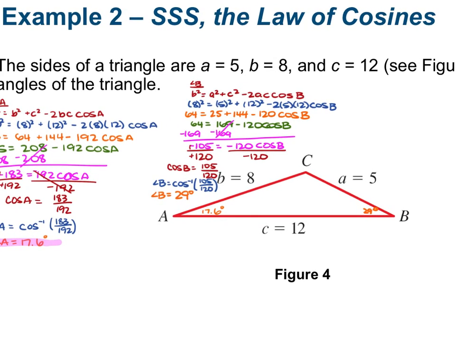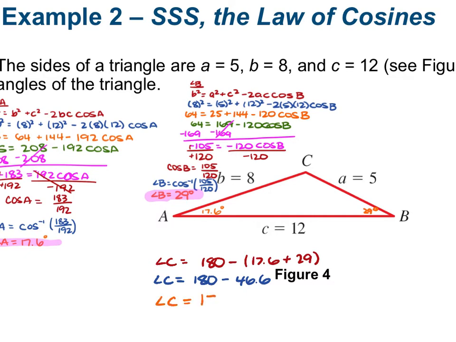From here, we still need to find angle C. Now, we found angle A and we found angle B. The easiest thing to do to find angle C is that a triangle equals 180 minus the sum of the two angles you have already, which is 17.6 and 29. So 17.6 plus 29 gives us 46.6. So 180 minus 46.6 gives us the angle C of 133.4 degrees.